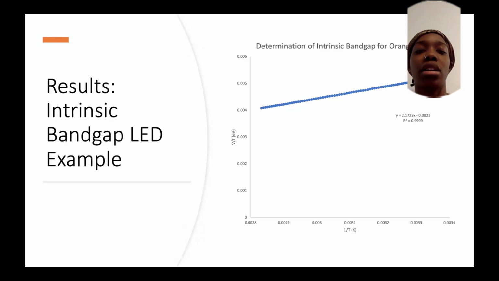An R-squared value close to 1 means that the data fits the expected linear relationship well. So with the R-squared value of 0.999, we know that the idea that the voltage-temperature behavior can be used to estimate the intrinsic band gap energy is supported by the data.